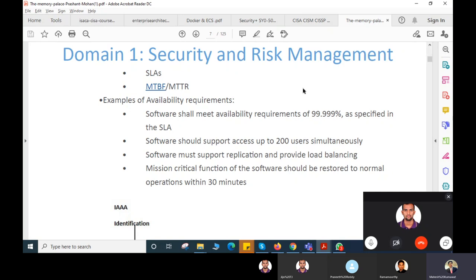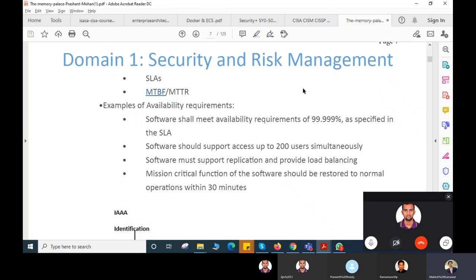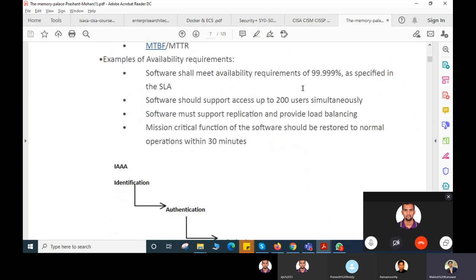Software should support access by up to 200 users simultaneously. Suppose you have purchased some software that requires 200 users to use it simultaneously. Your data and information should be available to the specific authorized or authenticated users. This is all about availability. The mission critical functions in the software should be restored to normal operations within 30 minutes.